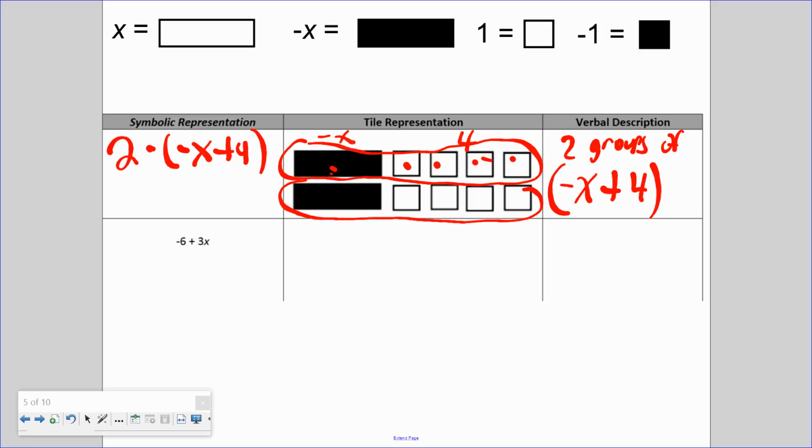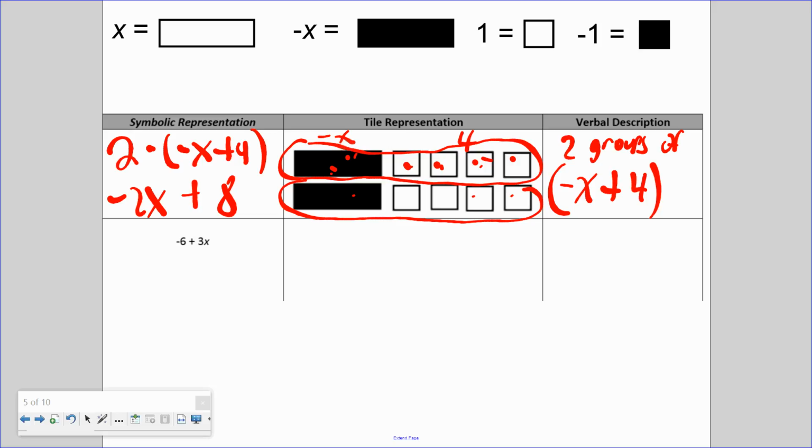Or if you want to, you can say, how many negative x's are there? Negative 2x plus 1, 2, 3, 4, 5, 6, 7, 8. So there are many ways you can say this. You can say the sum of negative 2x and 8, or negative 2x plus 8. You can even say there are 2 groups of negative x plus 4.